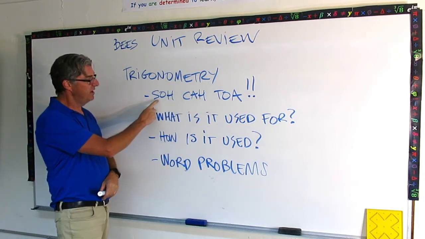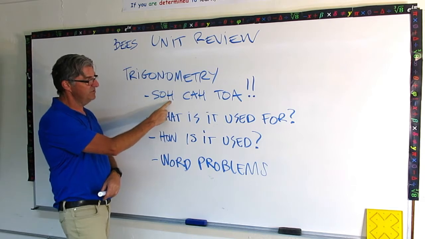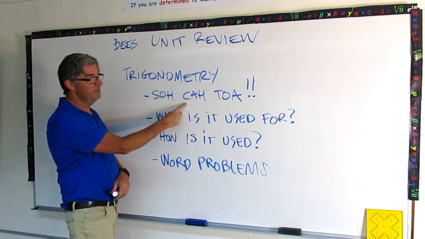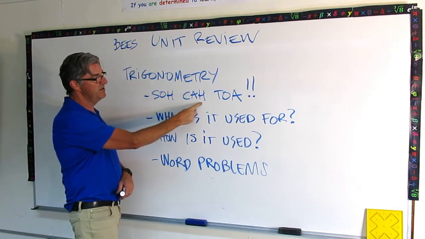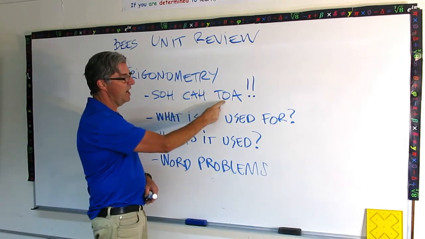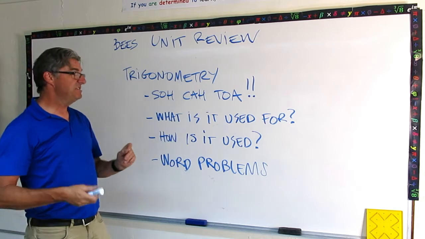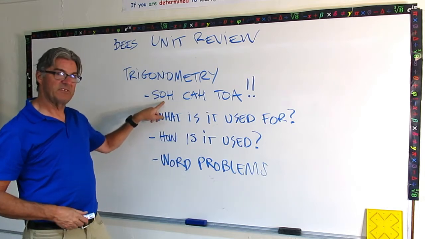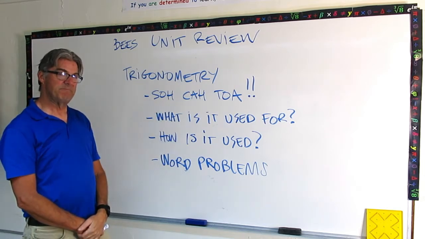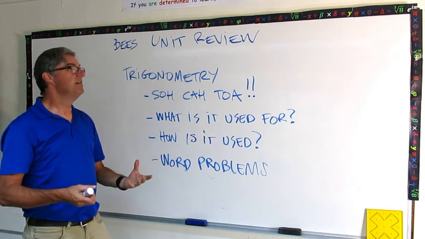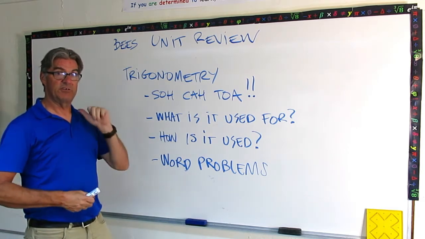Sine equals opposite over hypotenuse. Cosine equals adjacent over hypotenuse. Tangent equals opposite over adjacent. So there's a condition that you need for this. What is that? If you thought right triangles, you're right.